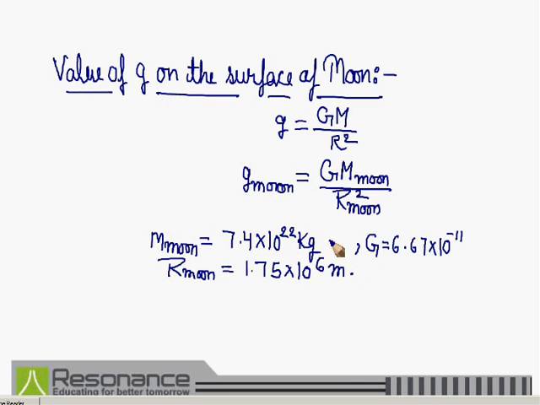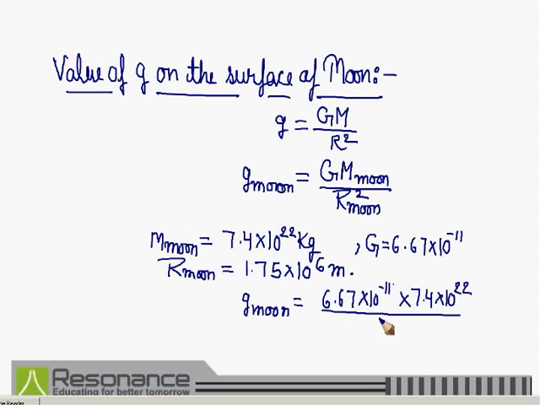Now, putting these values in this expression, we get g moon equals 6.67 into 10 raised to power minus 11 into 7.4 into 10 raised to power 22 upon (1.75 into 10 raised to power 6) whole square. By solving, we get g moon equals 1.63 meter per second square.